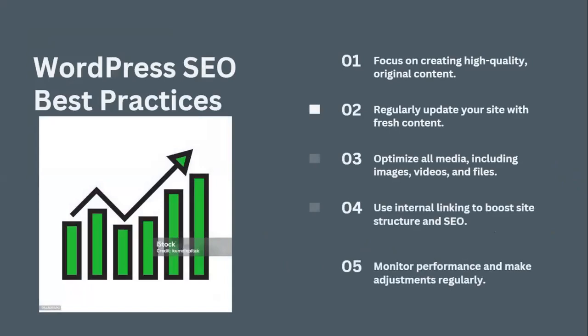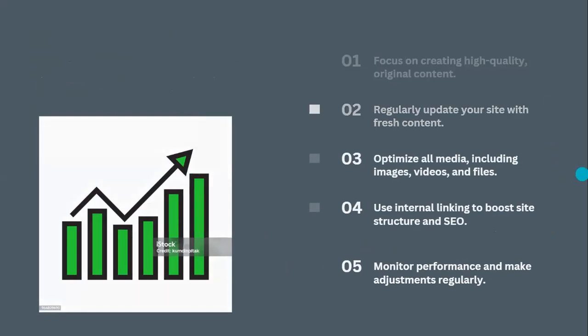Then WordPress SEO best practices. Focus on creating high quality original content. Regularly update your site with fresh content. Optimize all media, including images, videos, and files. Use internal linking to boost site structure and SEO. Then monitor performance and make adjustments regularly.